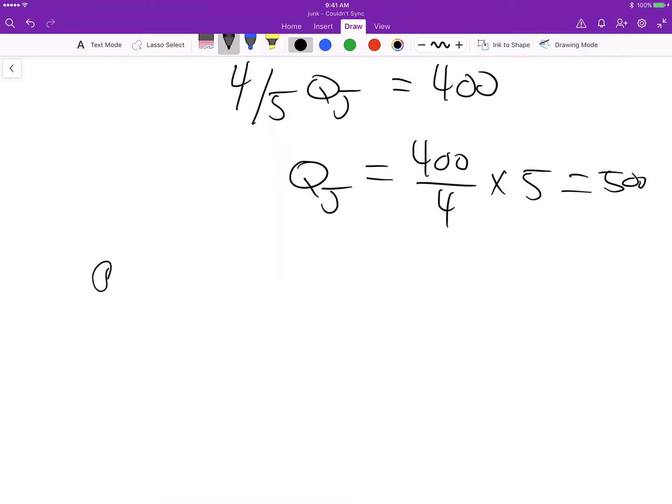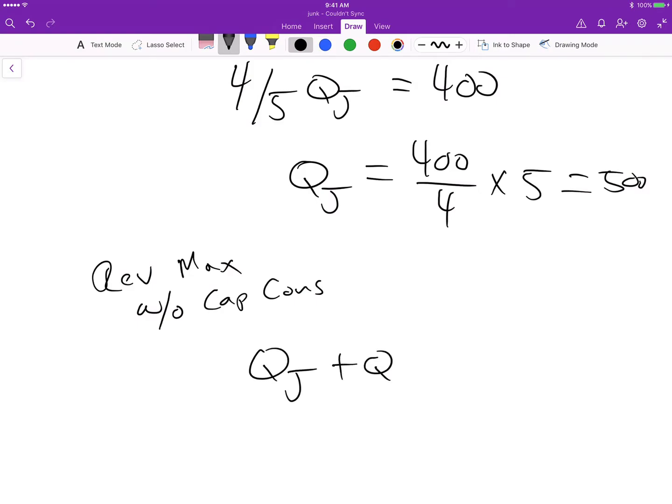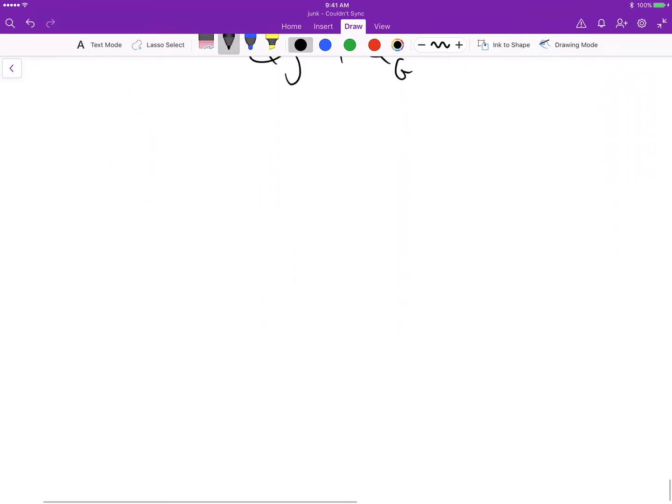So revenue maximizing without the capacity constraint, we have QJ plus QG equals 500 plus 500 equals 1,000. That is above our capacity for the service, so we can't do that. So now we need to find the quantities for each type of service that will maximize profits given that constraint of 500 per year.